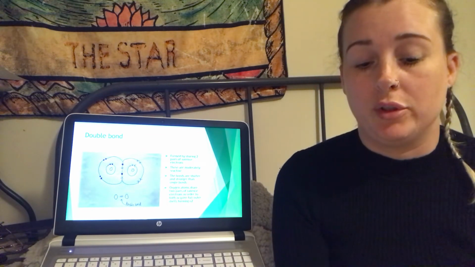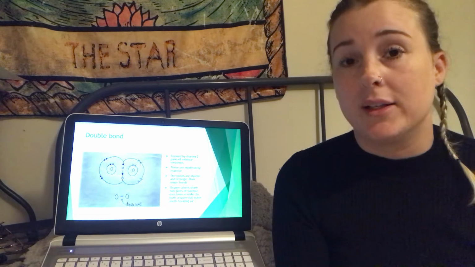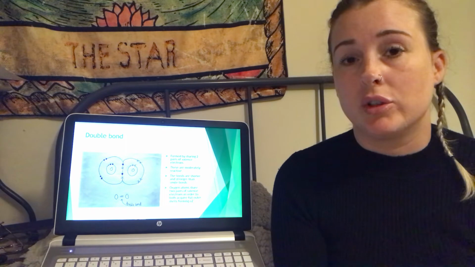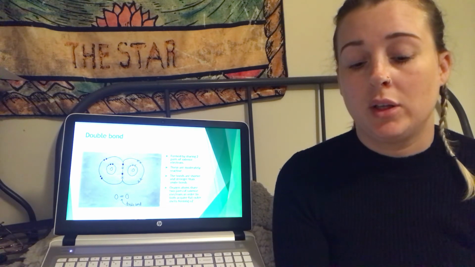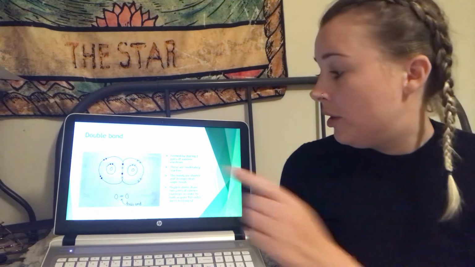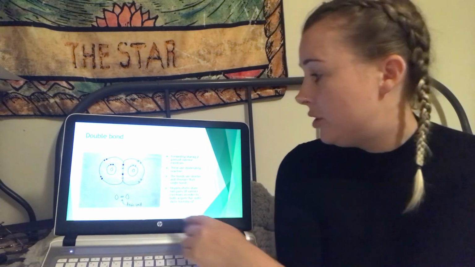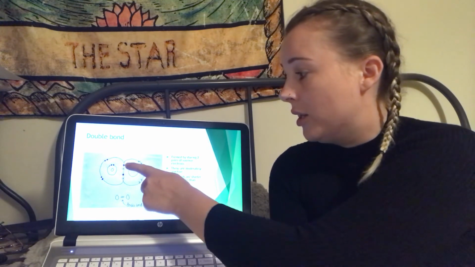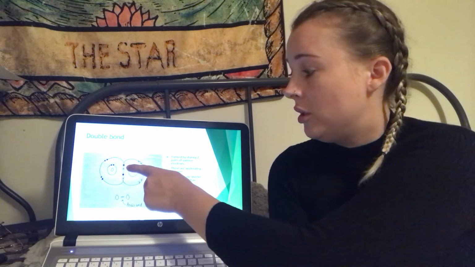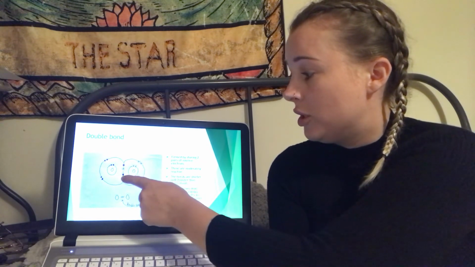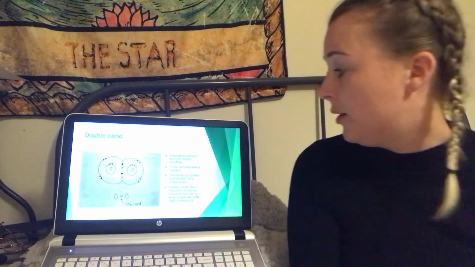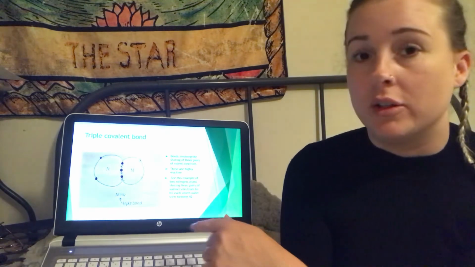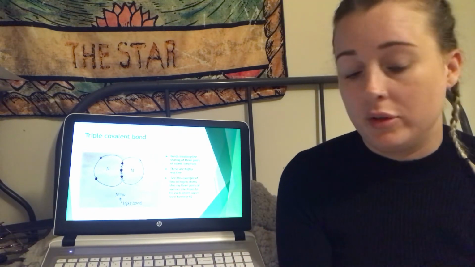A double covalent bond is formed by sharing 2 pairs of valence electrons. These are moderately reactive, and the bonds are shorter and stronger than the single bonds. The example here is O2. The 2 lines here represent the double bond, and you can see this is 1 pair, this is 1 pair, so there are 2 pairs here. 1 electron from the oxygen, and 1 electron from this oxygen, 1 electron from that one, and 1 from this one again. That results in the full outer shells for both atoms.